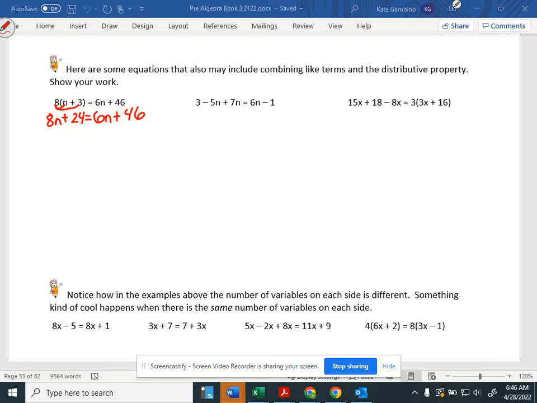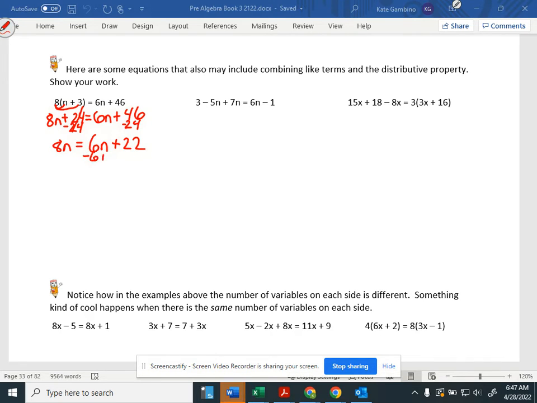Now it's like what we were doing on the first page. It's the exact same thing we were doing on the first page. So if you take care of your parentheses first, then you can combine those like terms. So now I'm going to say, all right, take care of my constant first. So I'm going to subtract out my 24. I'm going to have 8n. 24 minus 24. Here I've got 6n stays the same. 46 minus 24 is 22.